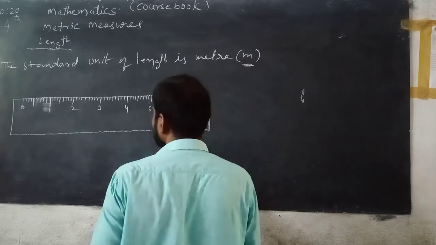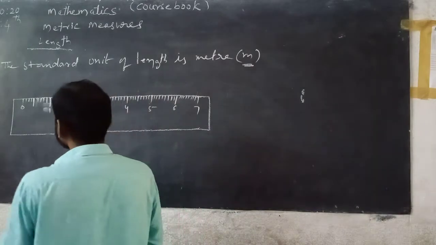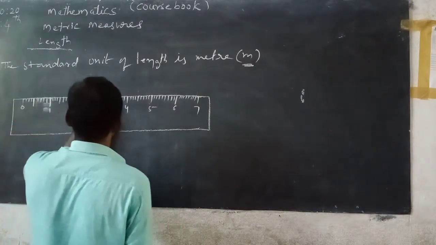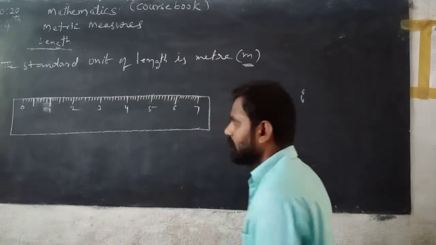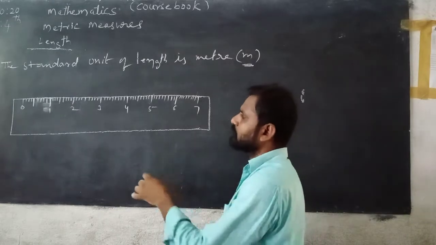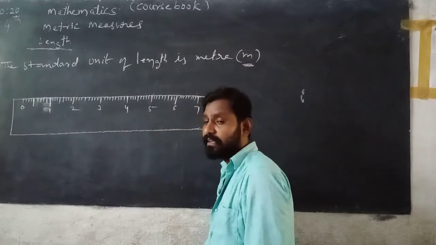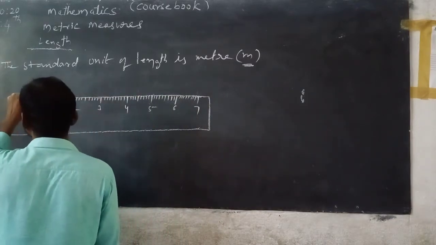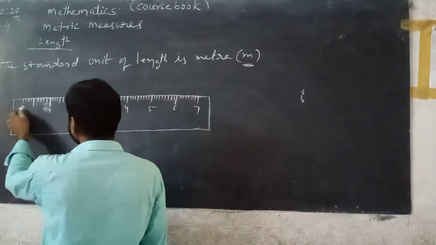See, this is the scale, the ruler. So this is 0 to 1 centimeter, 2 centimeter, 3 centimeter, 4 centimeter, 5 centimeter, 6 centimeter, 7 centimeter. So 0 to 1, 1 to 2, 2 to 3, 3 to 4, 4 to 5, 5 to 6, 6 to 7. The small lines, the small divisions, are given. So 0 to 1 is 1 centimeter.